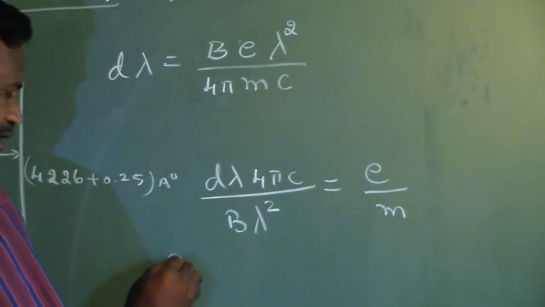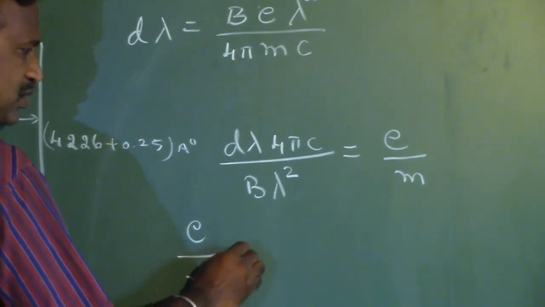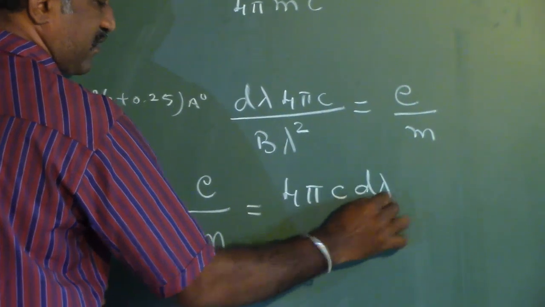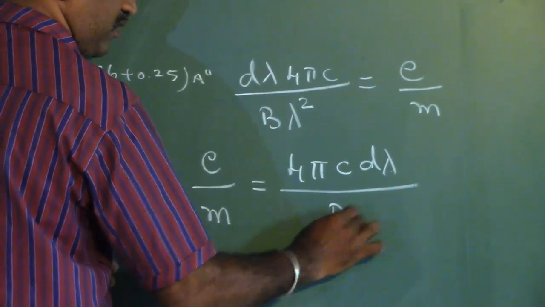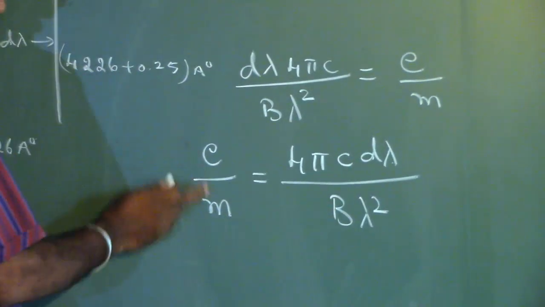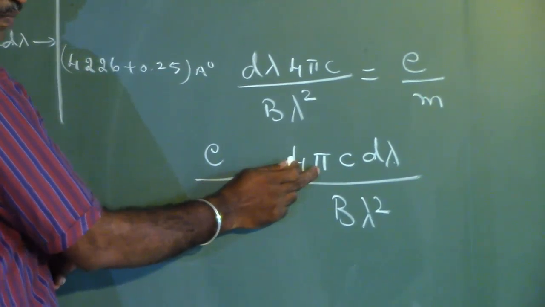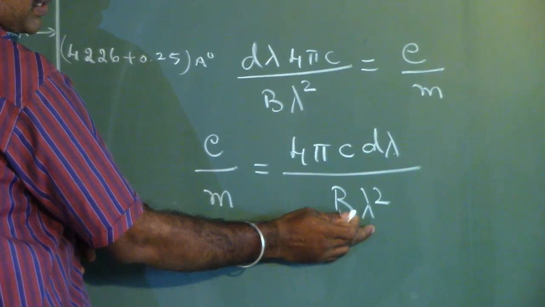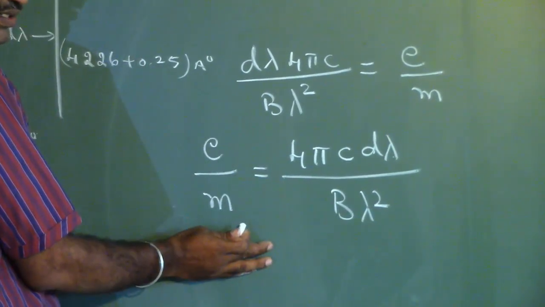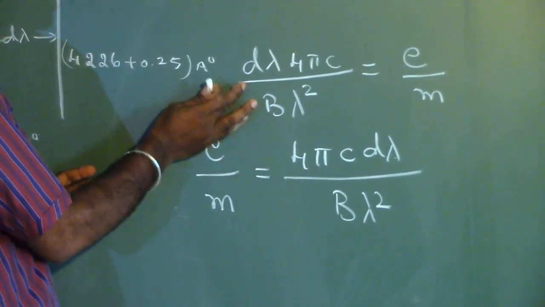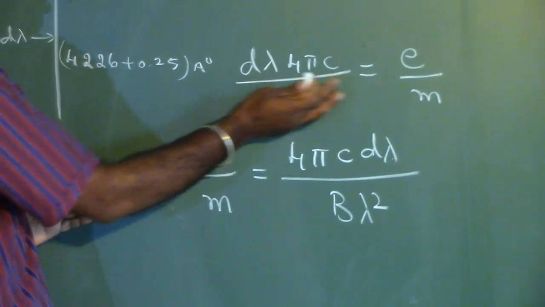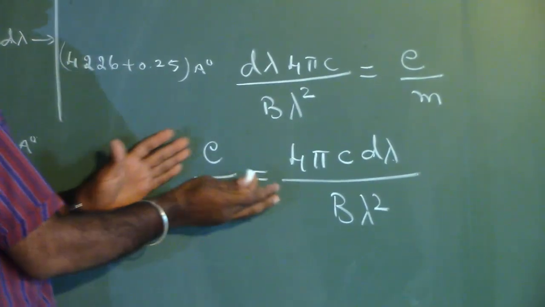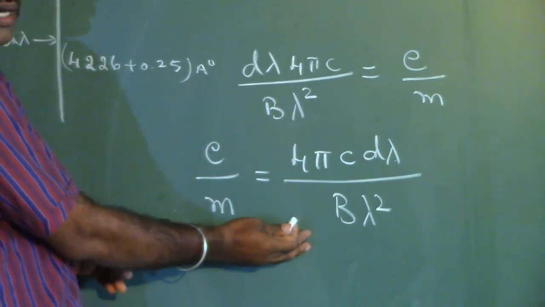So now we have got the chance to calculate the specific charge ratio by using the formula e/m = 4πc dλ / (B λ²). I have rewritten this equation, that's all. There is nothing much change in these two equations. So the term that we need to calculate is taken on the left hand side, and the known terms are taken on the right hand side.